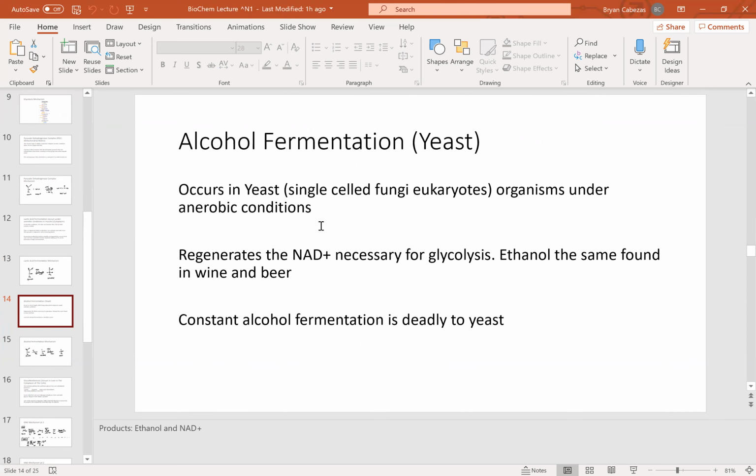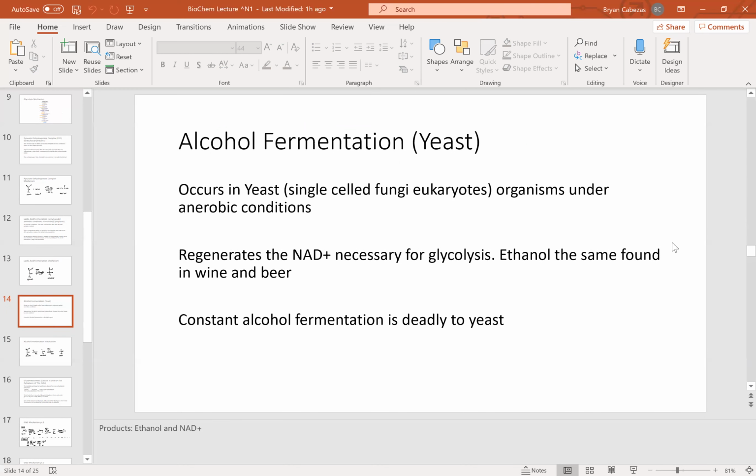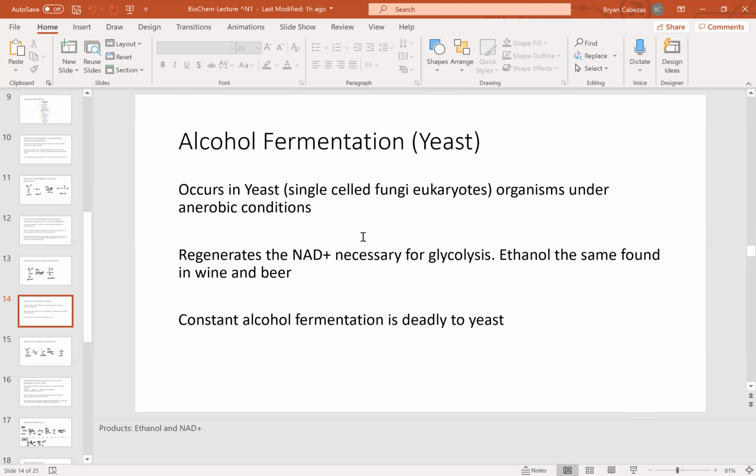But okay, our next conversation is going to be on alcohol fermentation. Before we had lactic acid, this is the alcohol fermentation. This is something that we typically find in yeast cells. Alcohol fermentation happens in other organisms as well, but the typical species that we look at when we analyze it is yeast. Okay, so what is yeast? Just know that it is a single cellular fungi eukaryote.